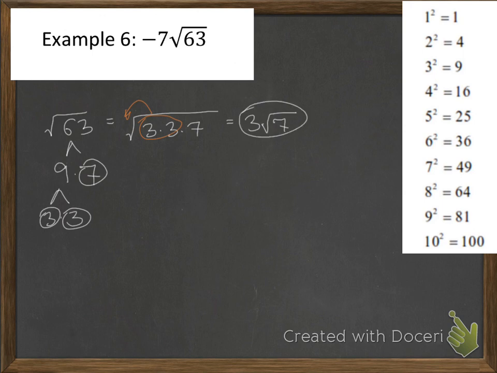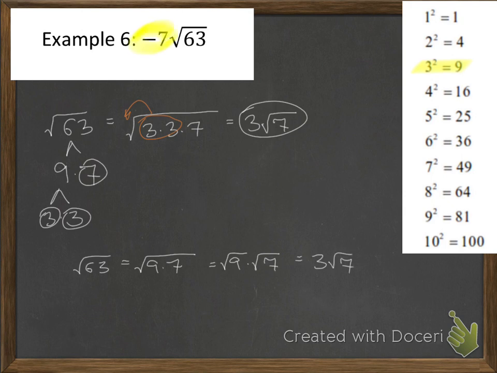Okay, if you don't like doing that method, again, you could use the table. What you will find is that the smallest perfect square that divides into 63 is 9. So then we would rewrite the square root of 63 as the square root of 9 times 7. So we would rewrite it as the square root of 9 times the square root of 7, or 3 square roots of 7.